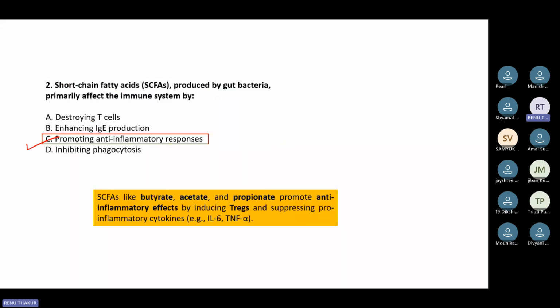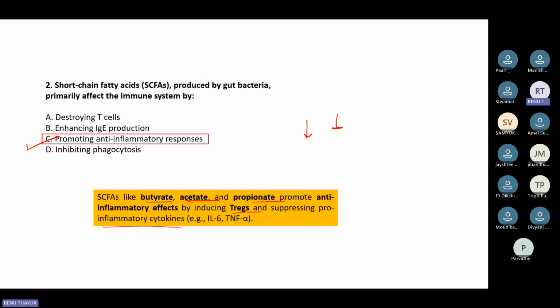SCFAs like butyrate, acetate, and propionate promote anti-inflammatory effects by inducing T regulatory cells and suppressing the pro-inflammatory cytokines. They reduce or inhibit inflammatory cytokines like interleukin 6 and TNF alpha. So you have to remember that anything in our body which is involved in the inflammatory response, our immune system will stop or inhibit that particular molecule, because our body needs an equilibrium state to remain healthy.